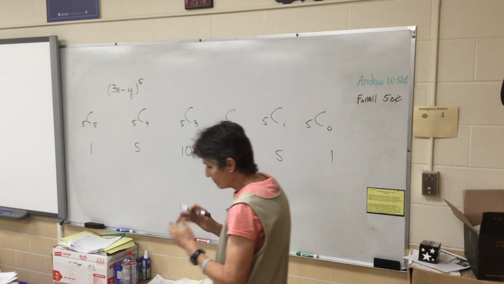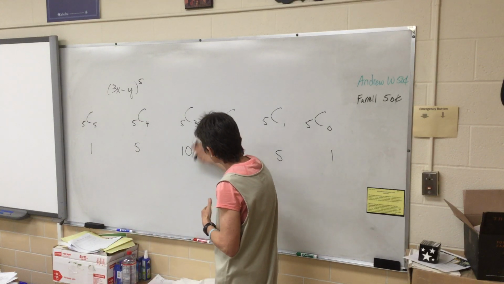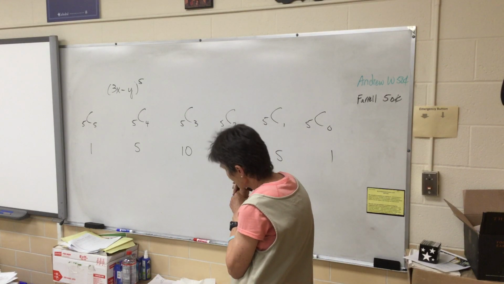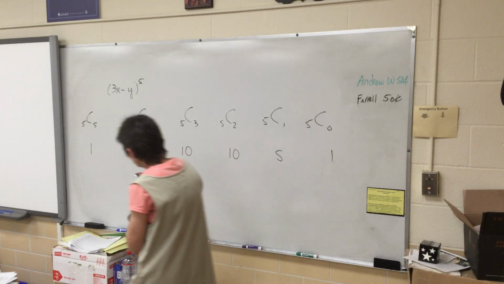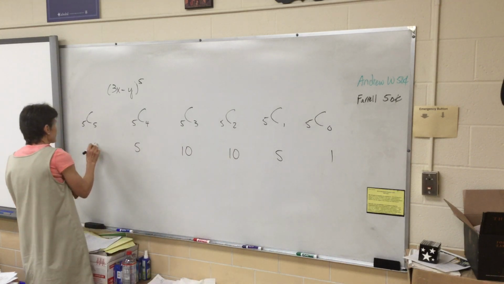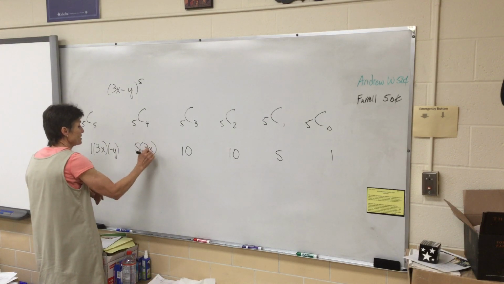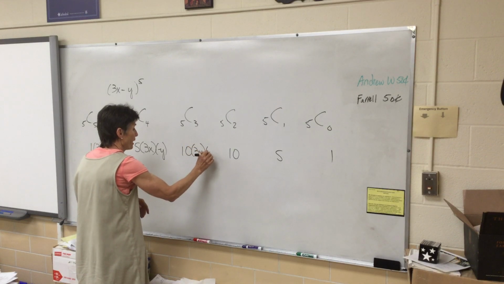Now I figured out all my numbers. With my calculator's help, I figured out what the actual numbers are. Now what? Put in the 3x. Isn't it negative? It is. So it's 3x and negative y. Next to each of these is going to go a 3x and a negative y.